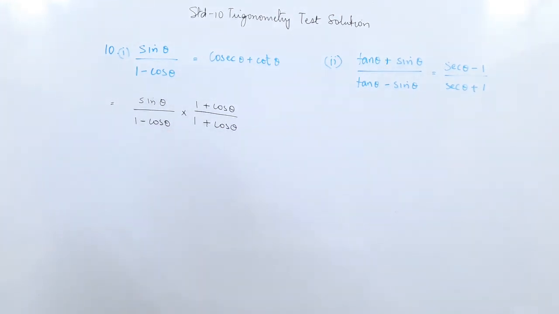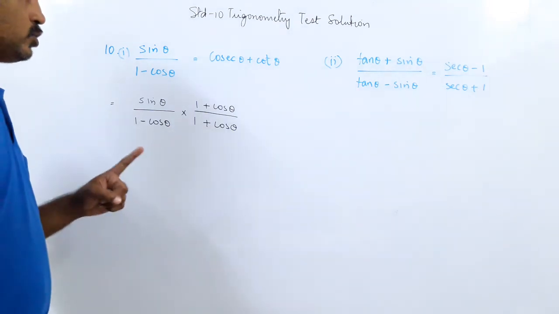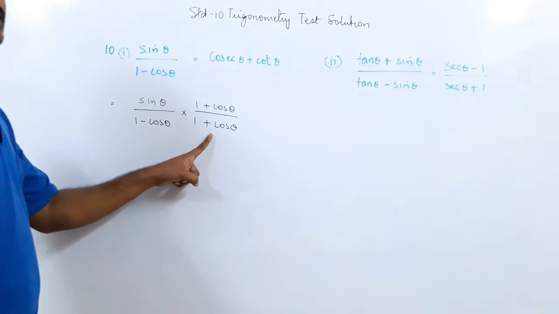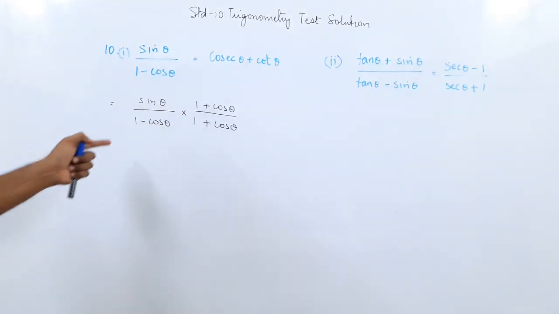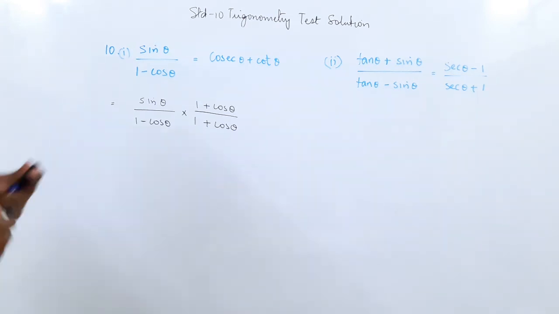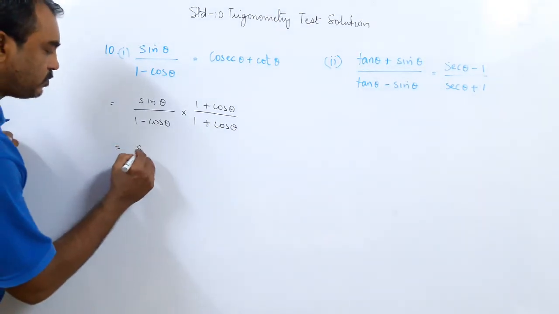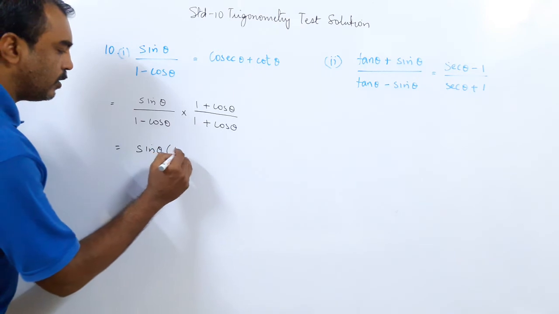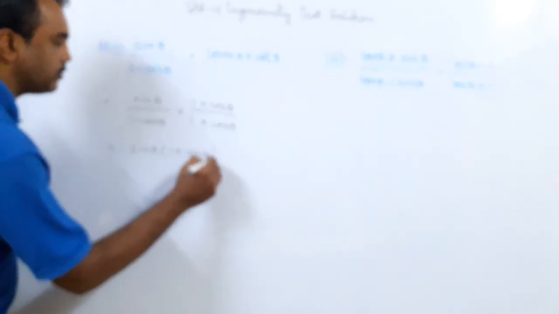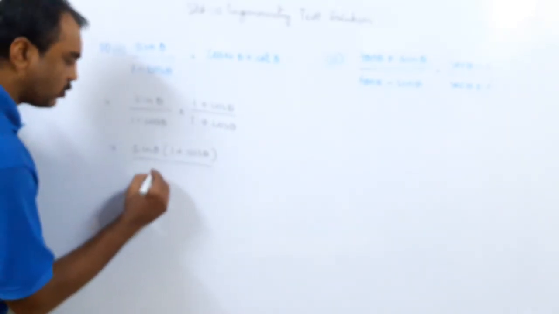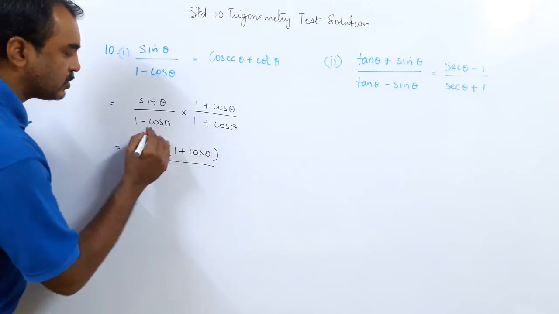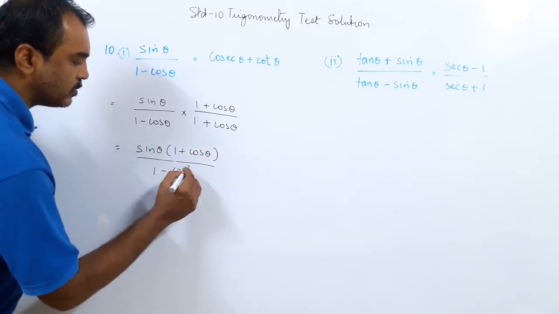And why we can use this? Because we know that sin square theta plus cos square theta equal to 1. So 1 minus cos square theta equal to sin square theta, and 1 minus sin square theta equal to cos square theta. Now what we do here? Sin theta into bracket 1 plus cos theta. I keep the numerator as it is. And here I have got a minus b into a plus b is a square. 1 square is 1 minus cos theta into cos theta is cos square theta.